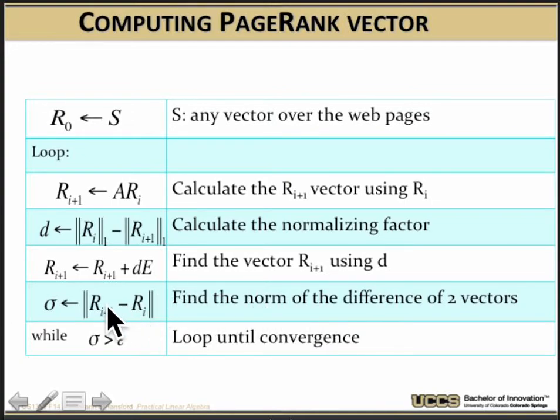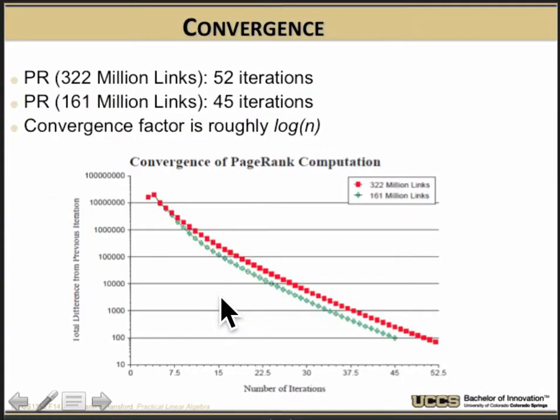And then we ask, did we change much from the last iteration? If we did, we keep going. If we didn't change much from the last iteration, then we say we've converged and we're done. So now this sounds very simple. This is a variant of the power method for eigenvectors.